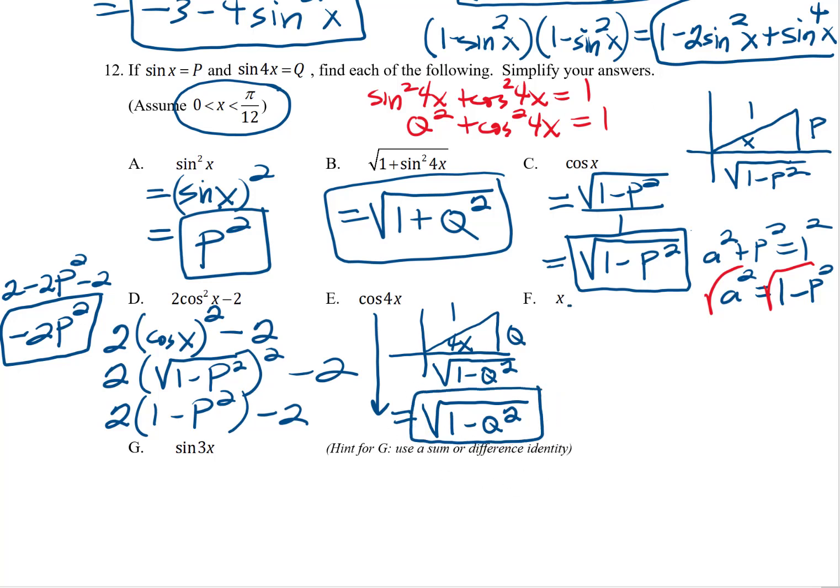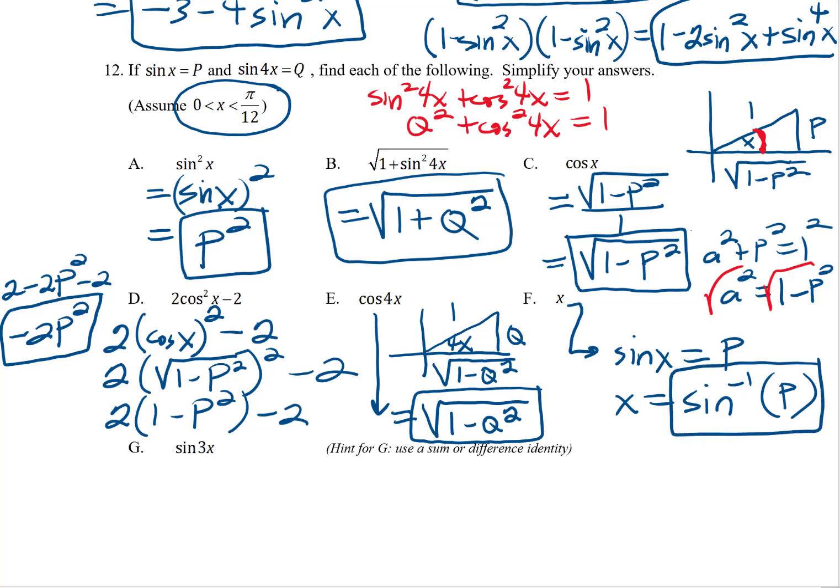Letter F, how can I write an expression for angle x itself? Here's angle x in our picture. Well, the best I could do is I could write down a simple trig statement like sine x equals p. I know I'm in the first quadrant. I know specifically that angle x is somewhere between 0 and 15 degrees, so therefore angle x is just sine inverse of p. If I put the ratio p into the sine inverse function, I will get angle x.